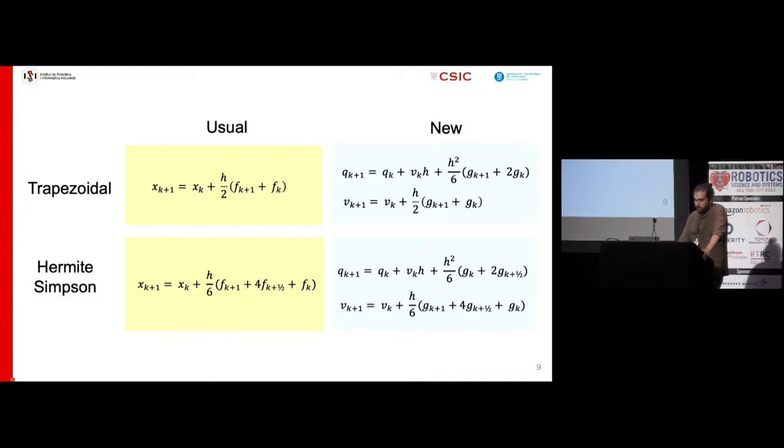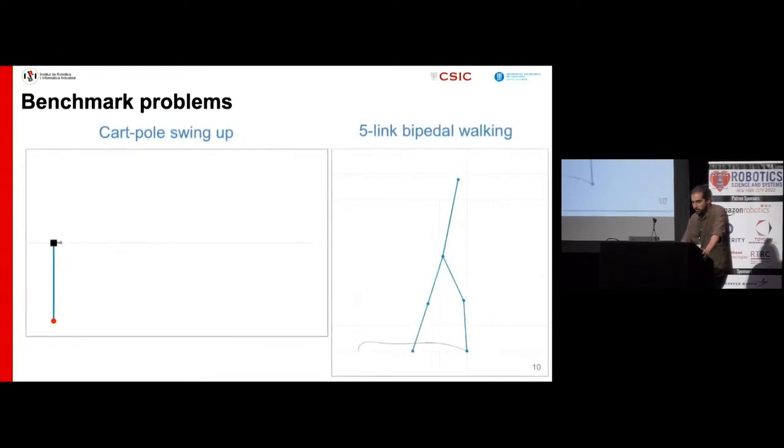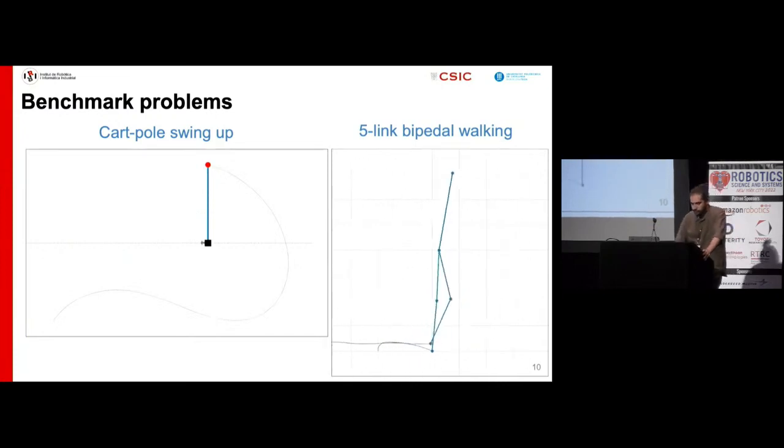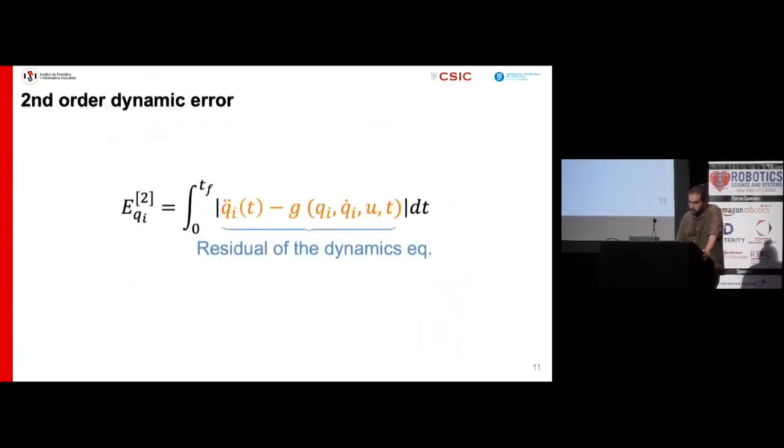To see how the new schemes compare to the usual ones in practice, we apply them to two benchmark problems from the literature, the cart-pole swing up and the 5-link bipedal walking problem. To measure the quality of the obtained solutions, we compute the second-order dynamic error, which is the integral of the residual of the dynamics equation.